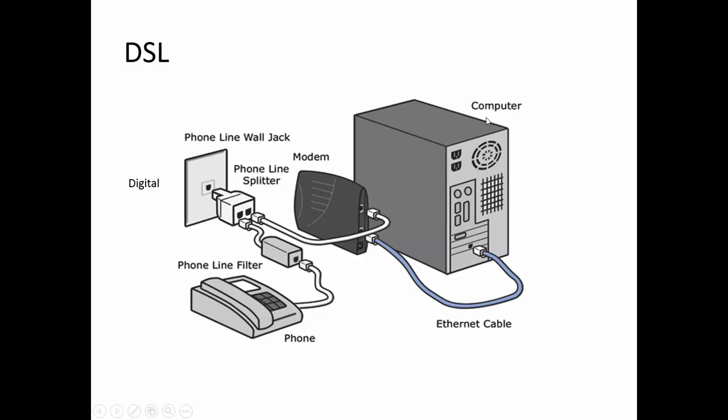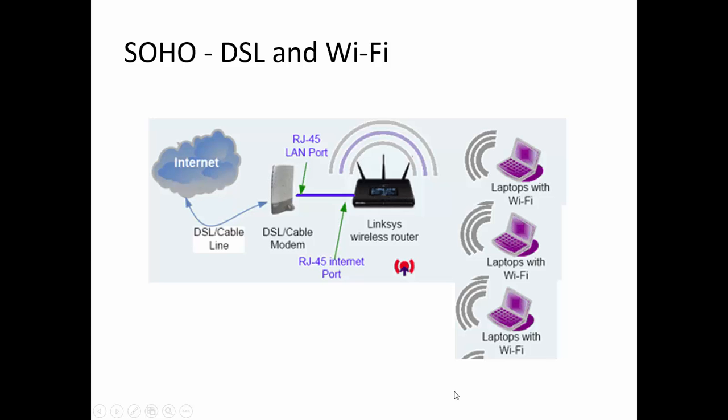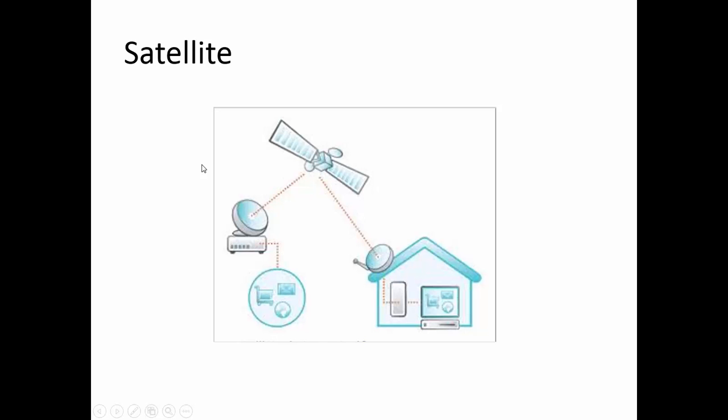You could have a single computer which connects to the DSL connection, but what many people have is multiple computers which are using Wi-Fi, which connect to a wireless router, which then connects to the DSL connection. This is a very, very common setup that we see. Wireless computers connect to the wireless router, which connects to the DSL connection, which connects to the internet.